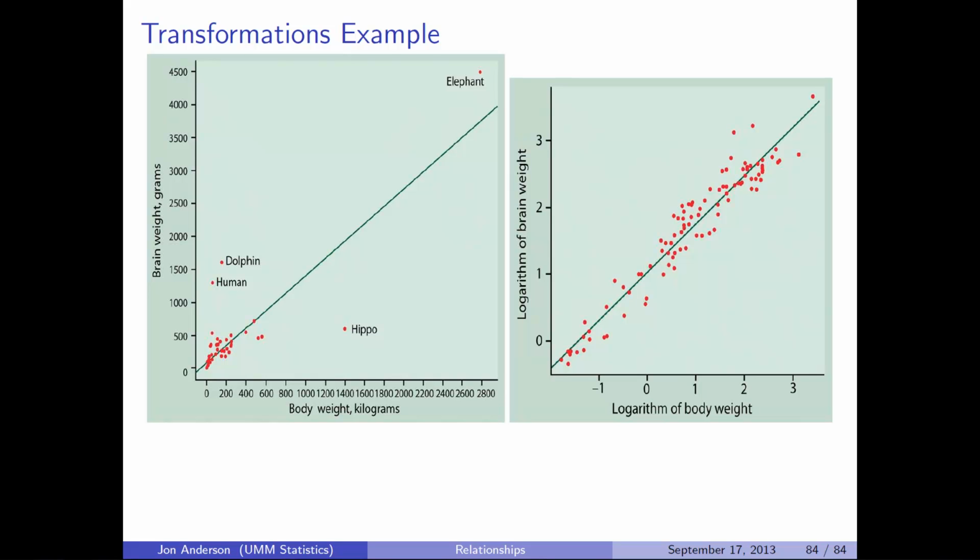The same data values are still here. This is still the elephant up here with above average brain weight for the body weight. And, you know, these are still dolphin and human right here with very high brain weights relative to their body weight. And that's why dolphins and humans can study statistics. We've got bigger brains.